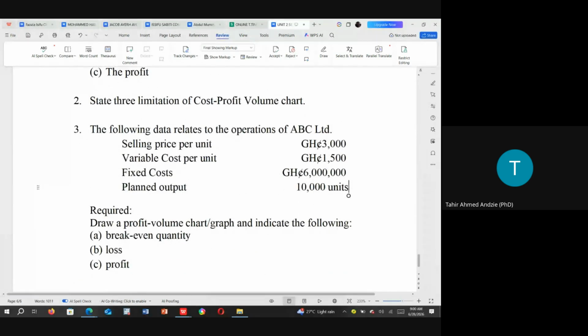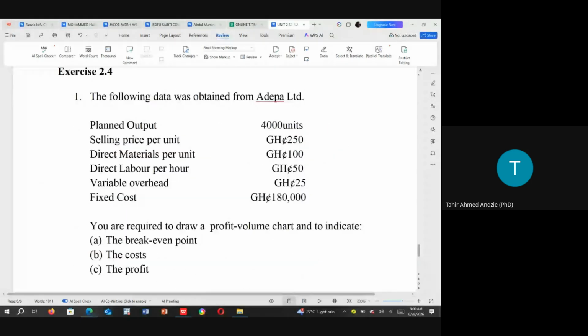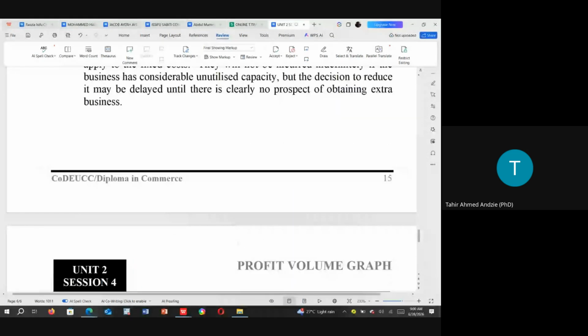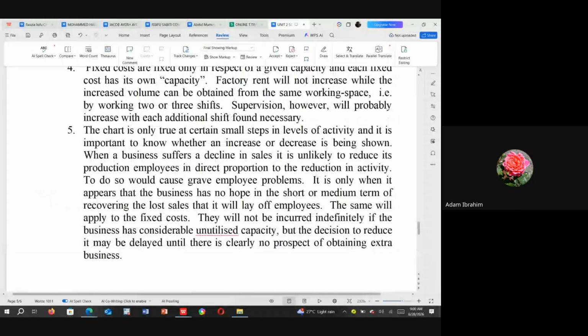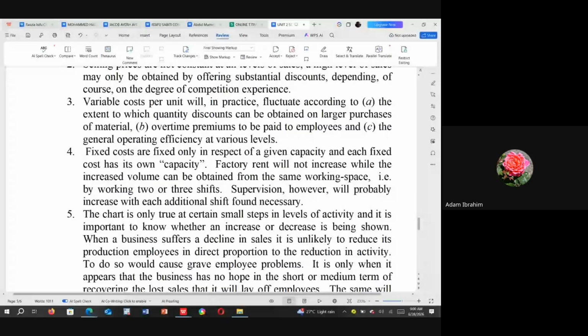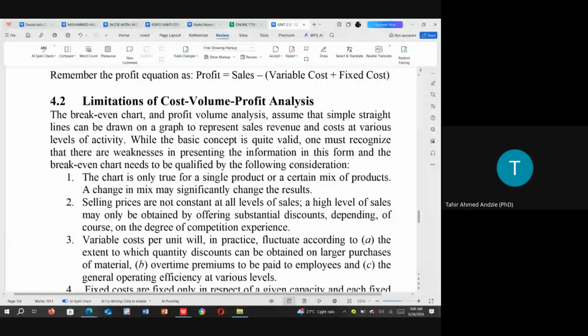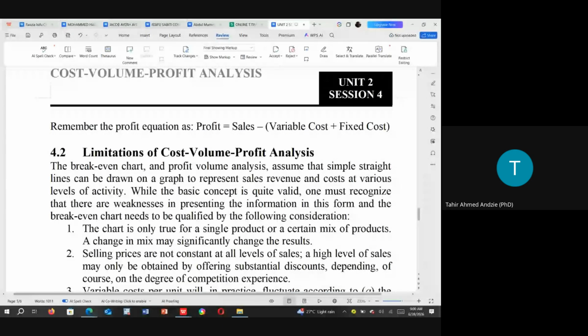Then question 2 says, state 3 limitations of cost volume profit. State 3 limitations of cost volume profit. Have we talked about the cost volume profit limitations? No. Okay. So, limitations of cost volume profit analysis.